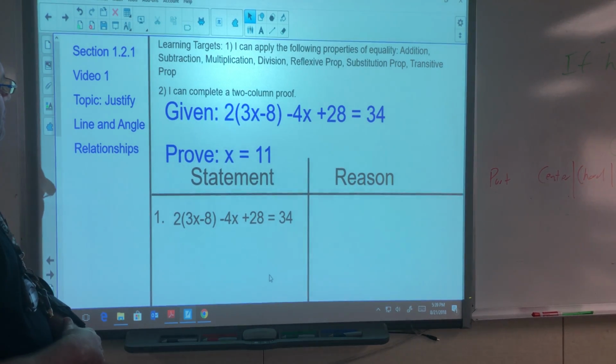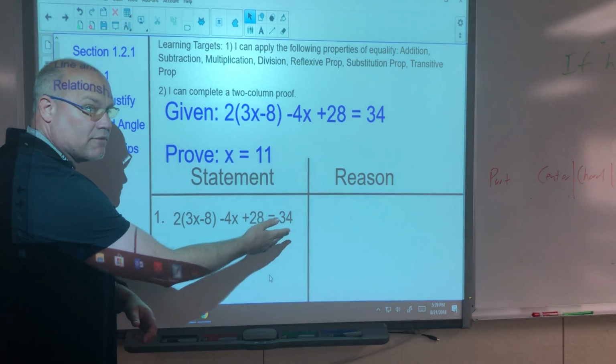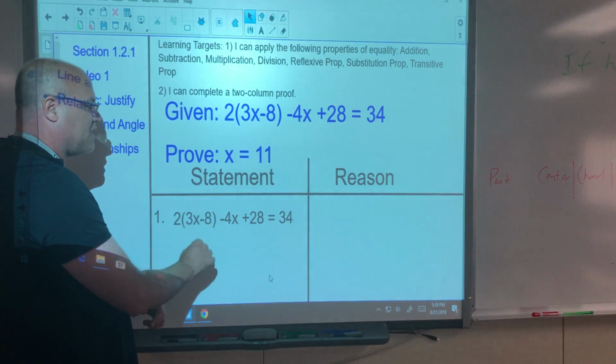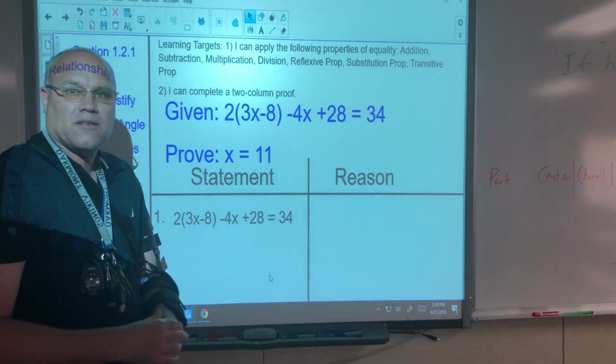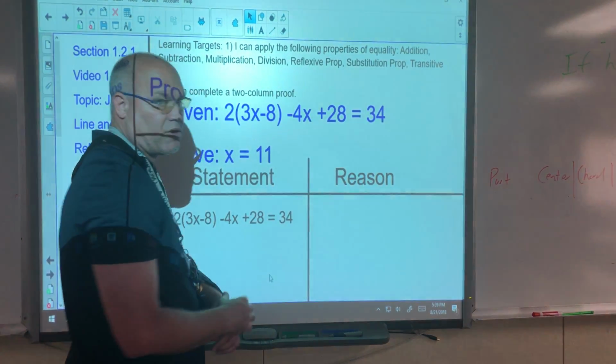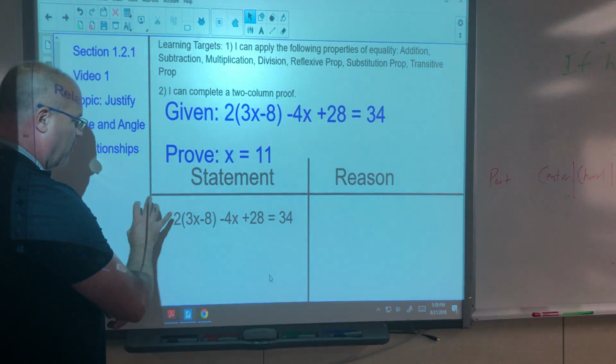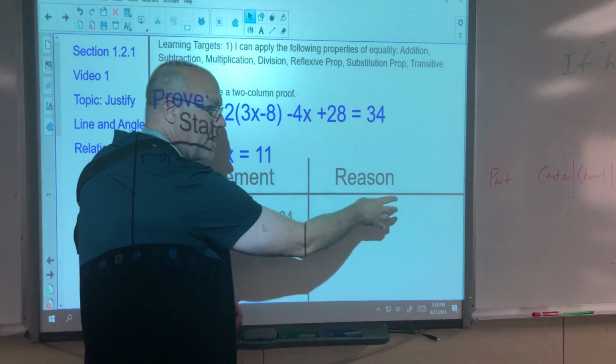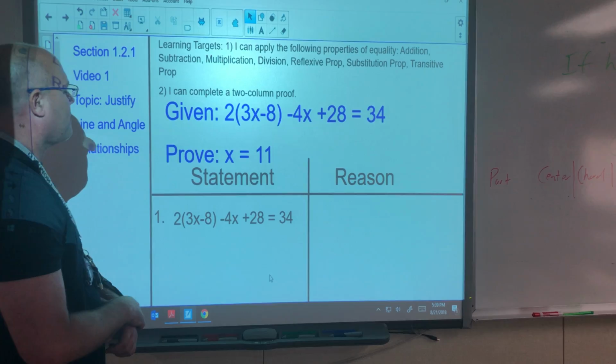So the way the 2-column proof is set up is a T-chart. You got statement on the left side, reason on the right. Some textbooks will say justification on the right. So for whatever statement you make, you got to be able to give a reason or a justification.